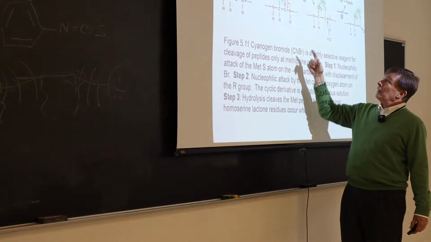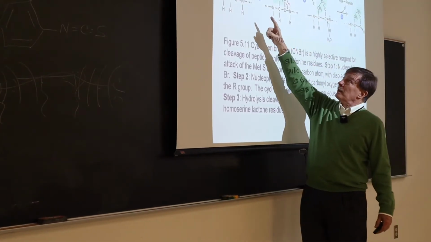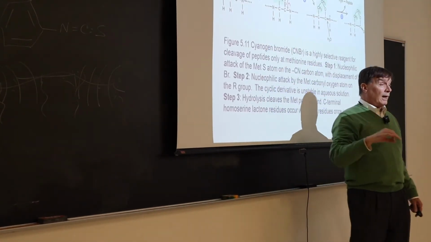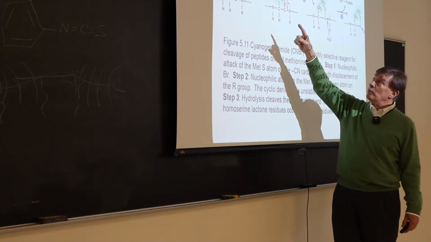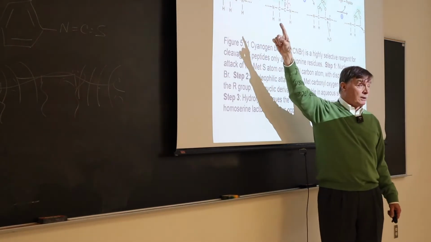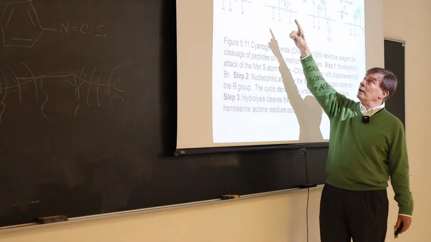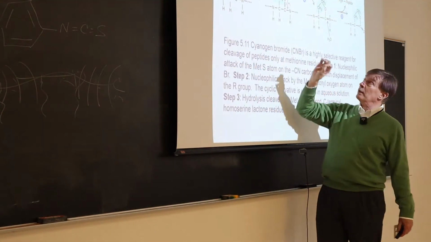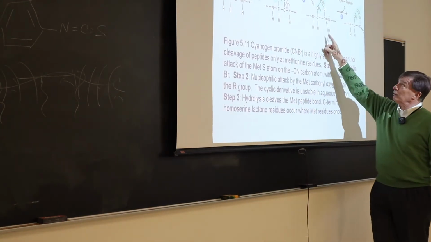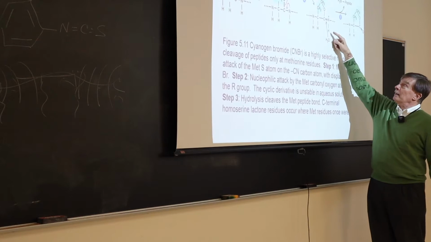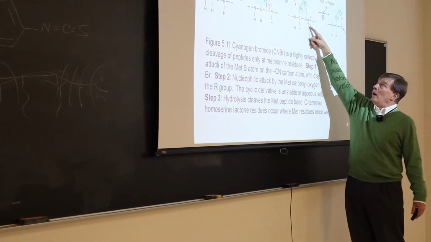The sulfur attacks at the carbon. Remember we said methionine is not terribly reactive, but it will go after cyanogen bromide. So there's a nucleophilic attack by the sulfur from the methionine on that partially positive carbon. So you get that little adduct there, and then it cyclizes, okay? And you get this. And then you can cleave with water here.